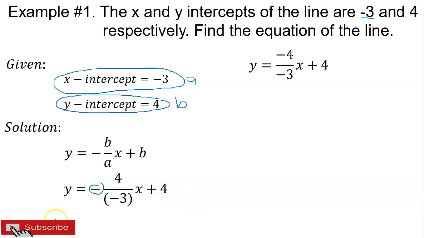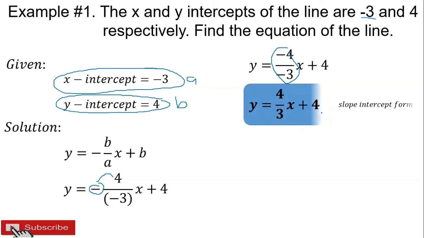So, simplify natin. Y is equal to negative times 4 yan. So, negative 4 po yun. So, negative times 4, that is equal to negative 4 all over negative 3x plus 4. Simplify natin ito kasi negative 4 divided by negative 3, that is equal to 4 over 3x plus 4. So, we have y is equal to 4 thirds x plus 4. And ito na po yung slope intercept form natin.